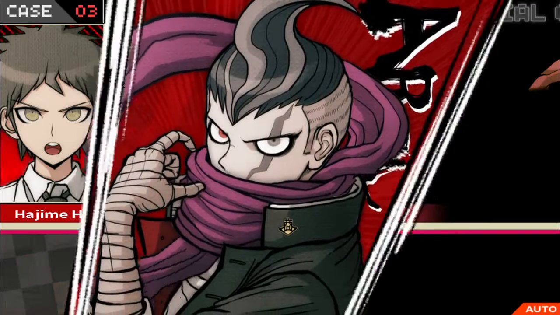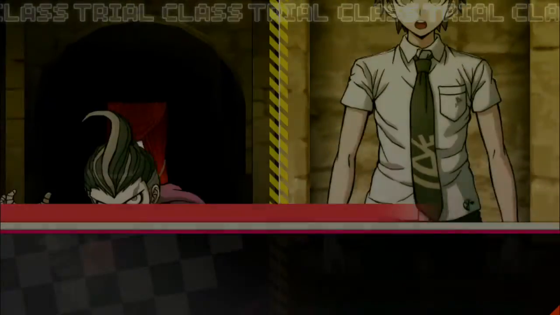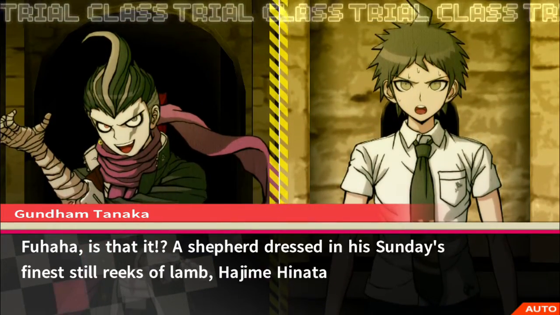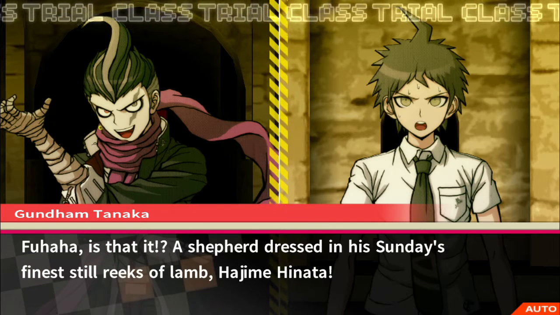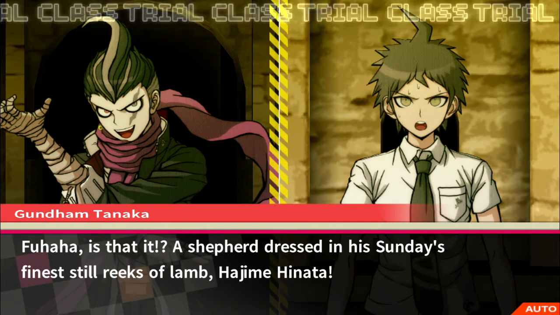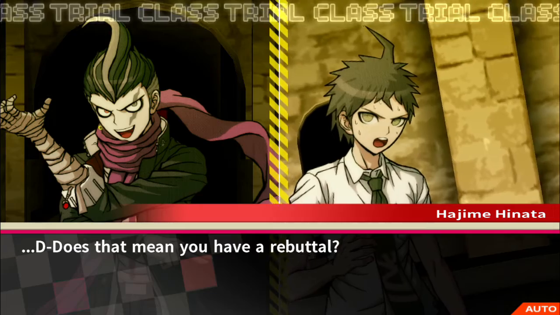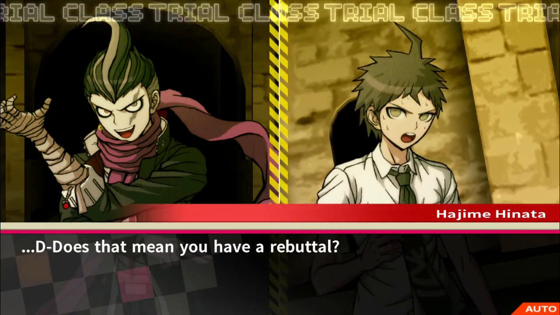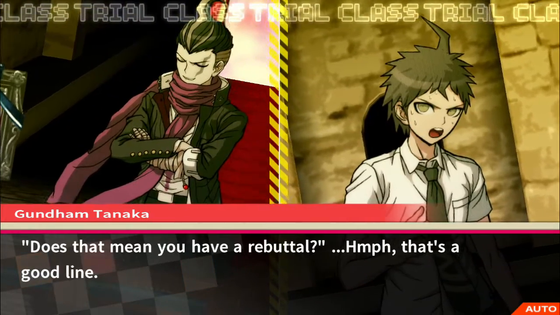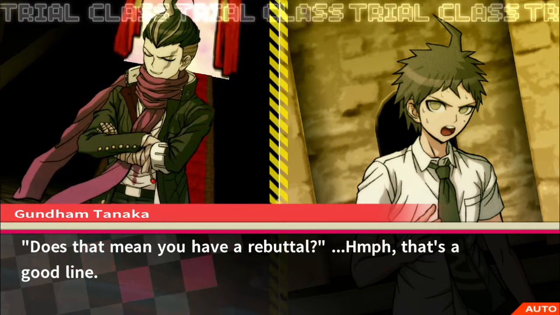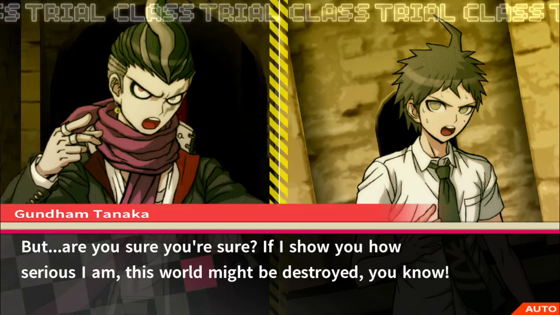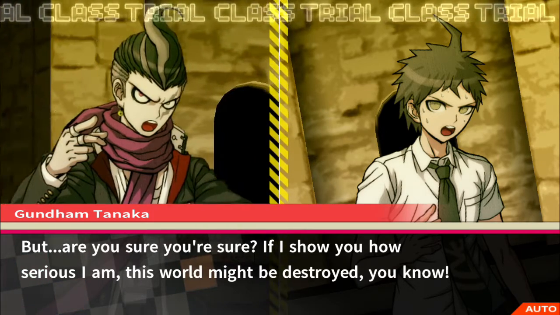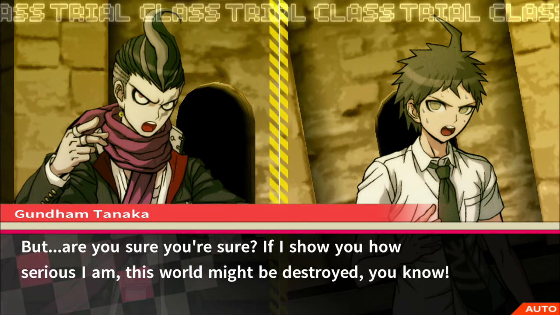Don't underestimate the power of the evil eye! Gundham, what the heck? Is that it? A shepherd dressed in his Sunday's finest still reeks of lamb, Hajime Hinata. Does that mean you have a rebuttal? That's a good line. But are you sure you're sure? If I show you how serious I am, this world might be destroyed, you know.